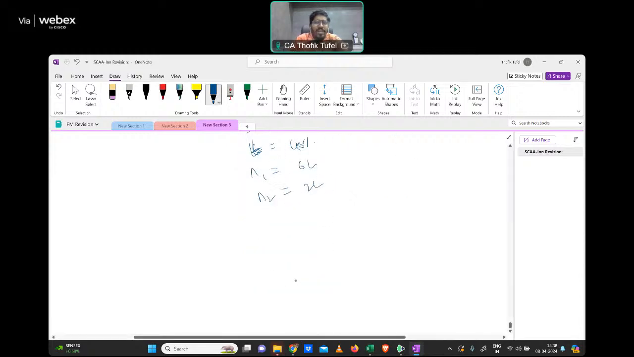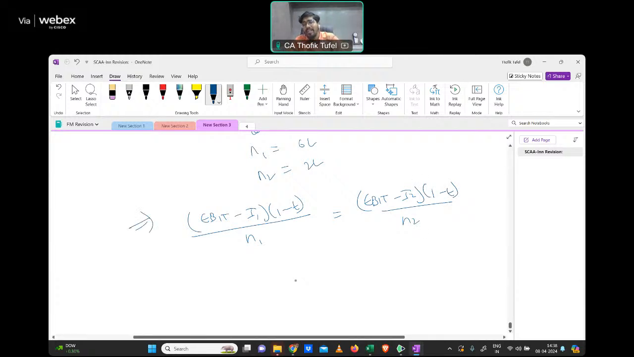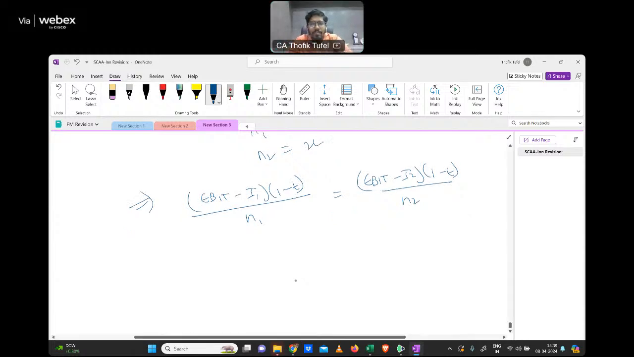So now what you have to do is write the equation. EBIT minus I1 into 1 minus t, whole divided by N1, is equal to EBIT minus I2 into 1 minus t, divided by N2. You can do this form, or you can draw a table and do it that way also. That was the long form, this is the short form. That is the difference.